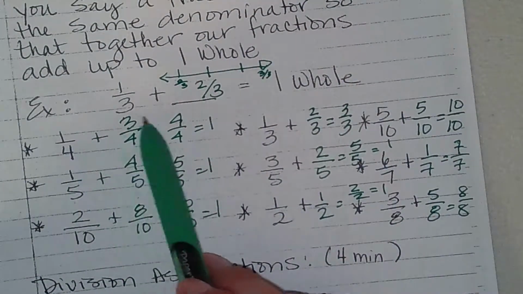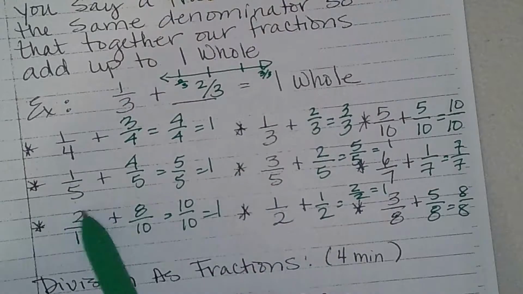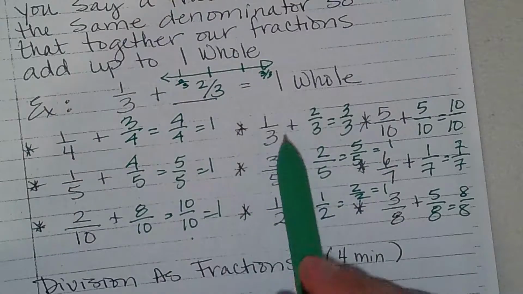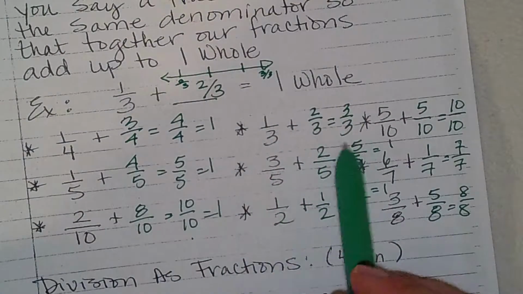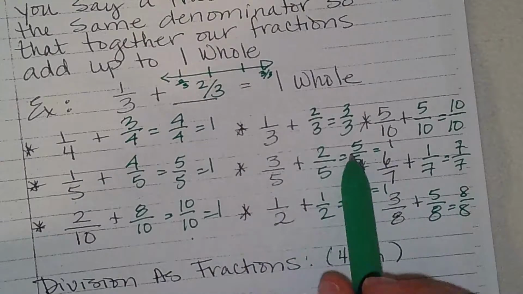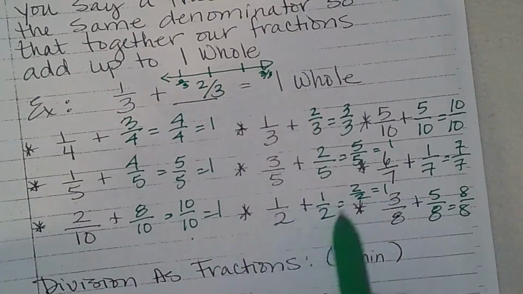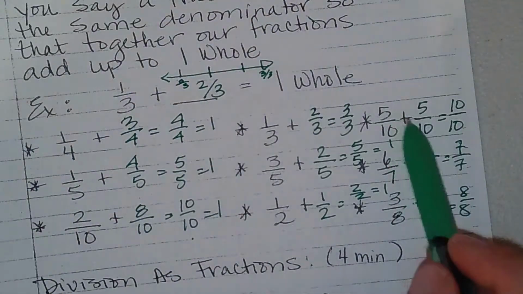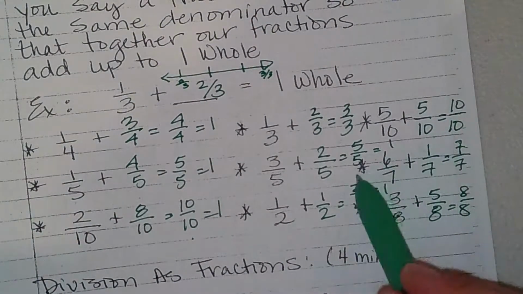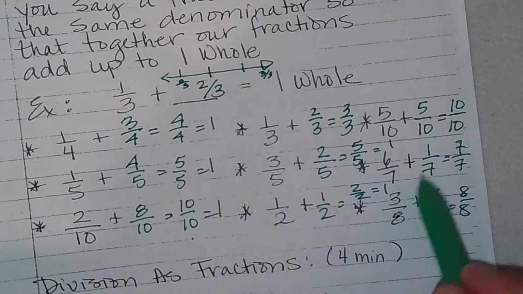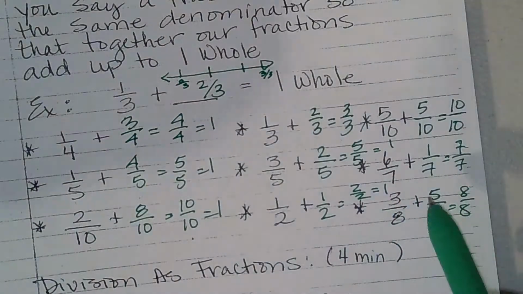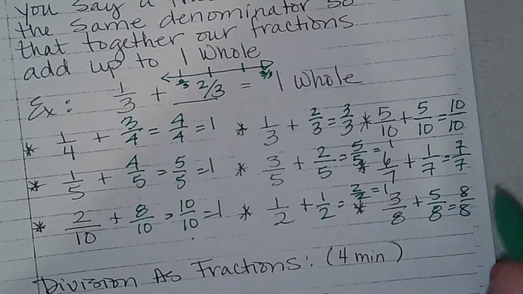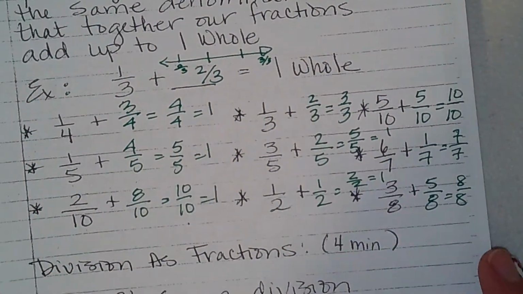So 1/4 plus 3/4 is 4/4. 1/5 plus 4/5 is 5/5. 2/10 plus 8/10 is 10/10. 1/3 plus 2/3 is 3/3. 3/5 plus 2/5 is 5/5. 1/2 plus 1/2 is 2/2. 5/10 plus 5/10 is 10/10. 6/7 plus 1/7 is 7/7. And 3/8 plus 5/8 is 8/8. So they all equal one whole.